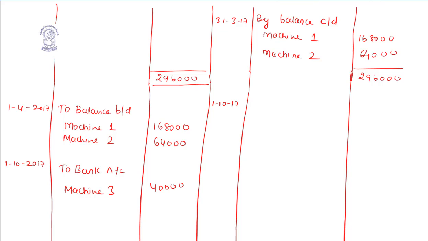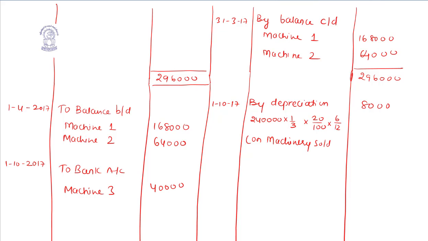So just write over here 1st of October 2017 by depreciation. How are we calculating? 2,40,000 multiplied by 1 by 3, it is given in the question, multiplied by 20%, multiplied by 6 by 12. So over here the answer is 8,000. This is on the machinery sold. The machinery that we have sold, this depreciation relates to that machinery.